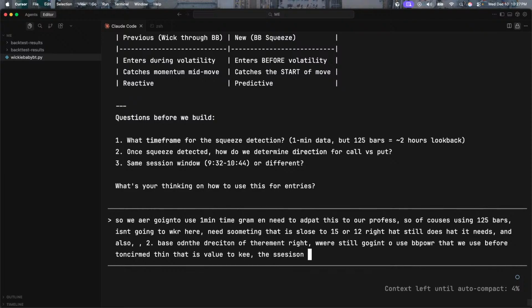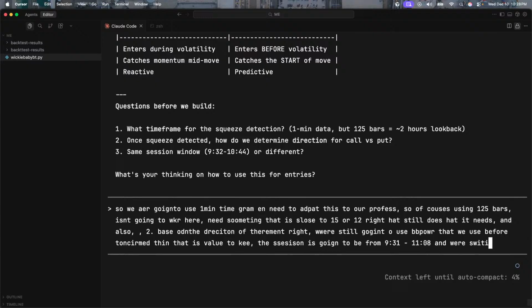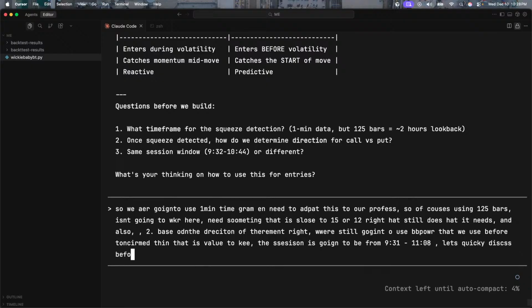The session is going to be from 9:31 to 11:08, and I'm going to keep SPY to 11:08. Let's quickly discuss before we build the new backtest.